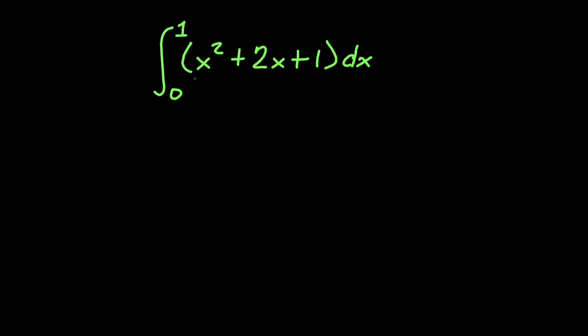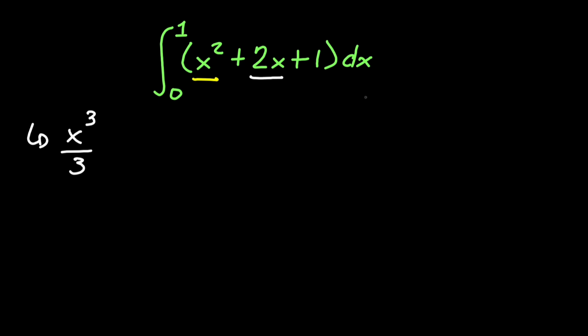The integral of x squared plus 2x plus 1 from 1 to 0. So, let us start first by taking the integral of x squared, which is x to the power of 3 over 3. Next up, taking the integral of 2x.